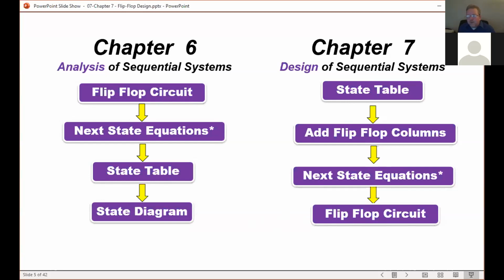All right, so what we're gonna do is now go over and see how you begin this chapter 7 process. We're gonna start with a state table. We're gonna add flip-flop columns to that state table, write down the next state equations, and then we're gonna build the circuit, hopefully in Multisim Live.